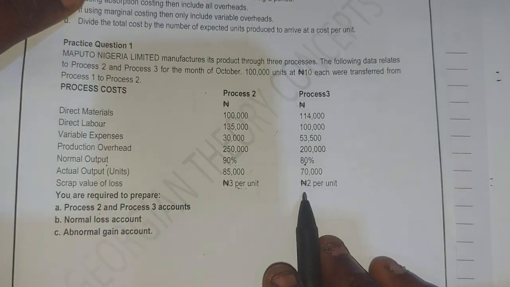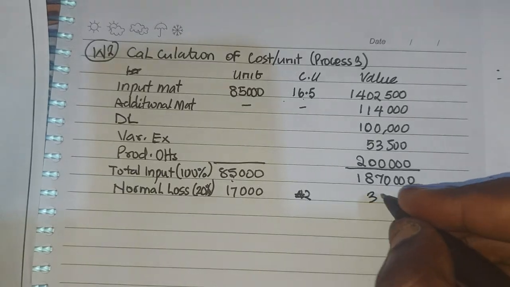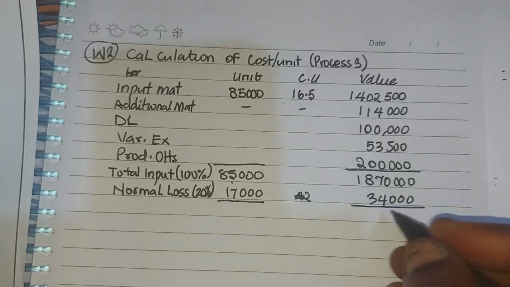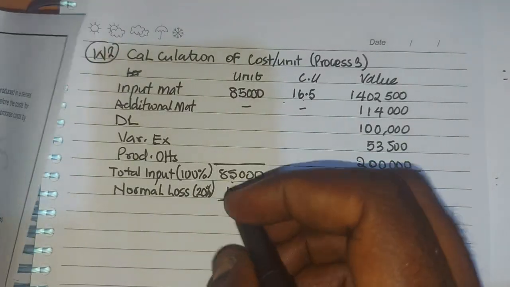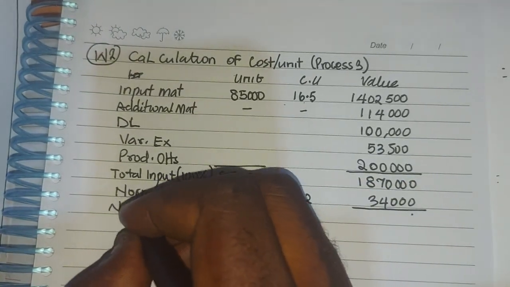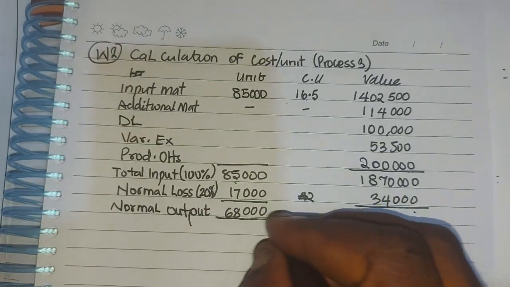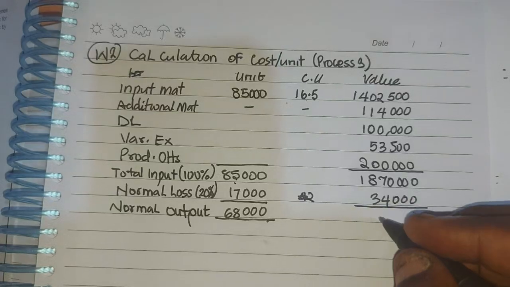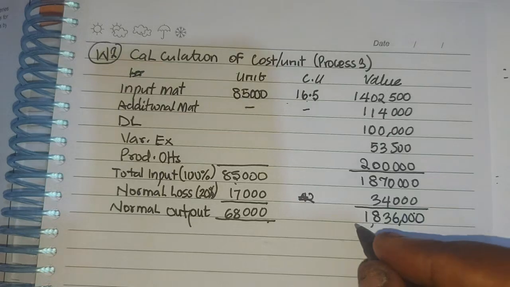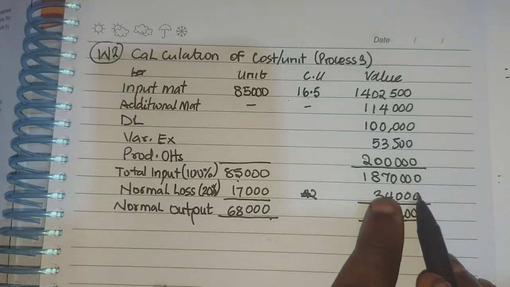Okay, normal loss, and it is valued at a scrap value. Now look at the scrap value. The scrap value is 2 naira. So you multiply by this 2 naira, and this gives 34,000. So it will reduce the cost of production. So when you subtract this, we have 1,836,000. That's the total cost. And subtracting the 17,000 gives 68,000, our normal output, the expected output.